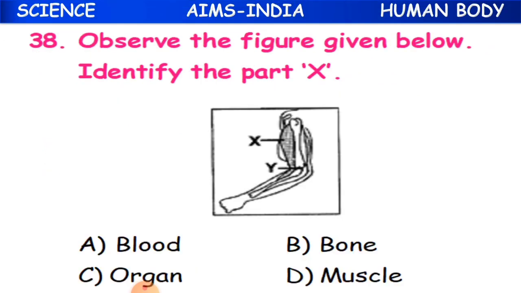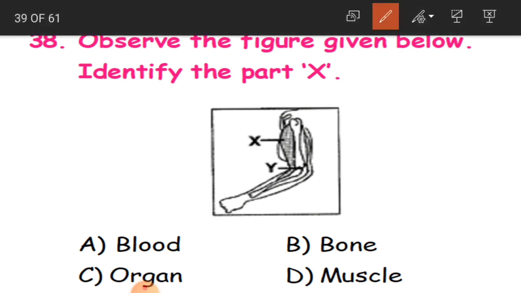38th question. Observe the figure given below. Identify the part X. See, here you are having a picture, children, and you have to identify the part X. So what is this? Is it blood? Is it bone? Is it organ? Or is it a muscle? Actually this is a hand. Okay, this is the elbow. Y is the elbow. Okay, so this part is the muscle. So D is the correct answer.